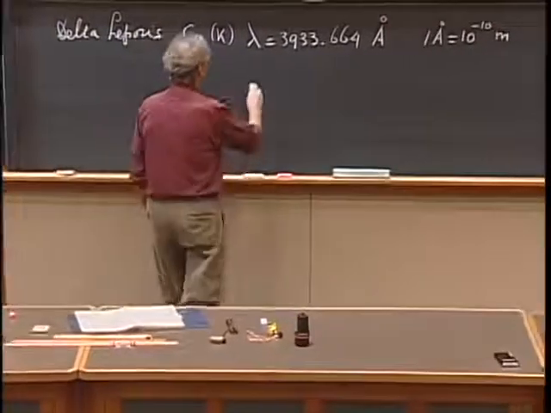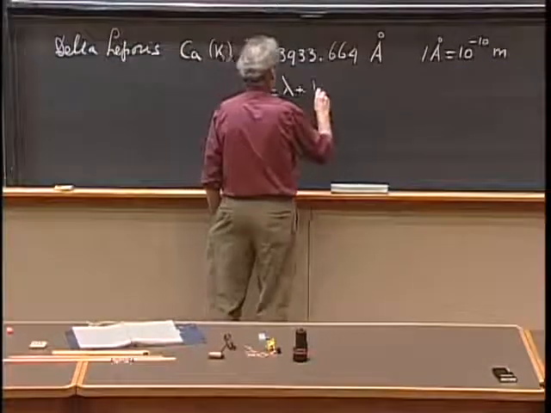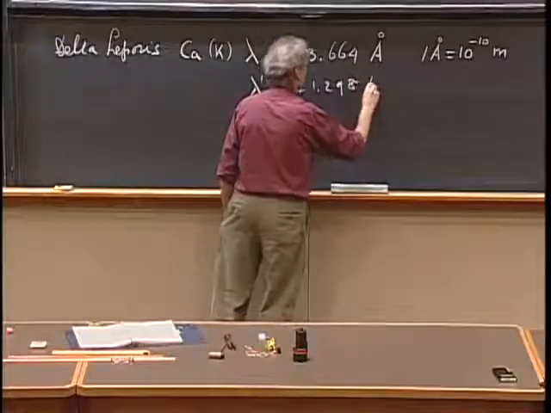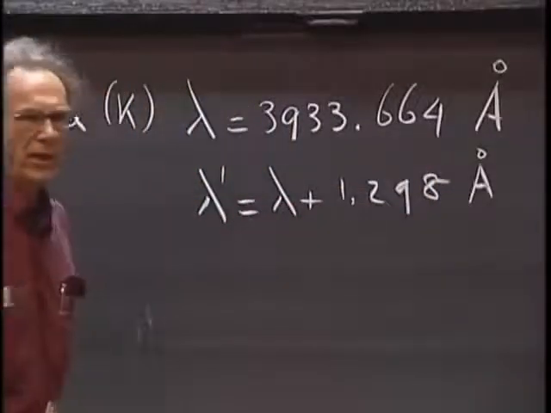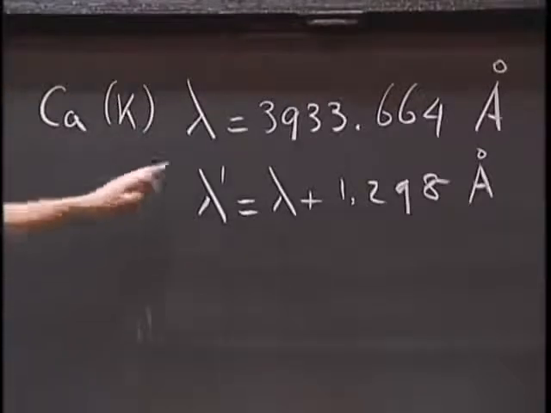And when you observe the wavelength in the spectrum, you will see that it is lambda plus 1.298 angstroms. The accuracies are stunning. You can determine wavelengths. And so you clearly see that lambda prime is larger than lambda.